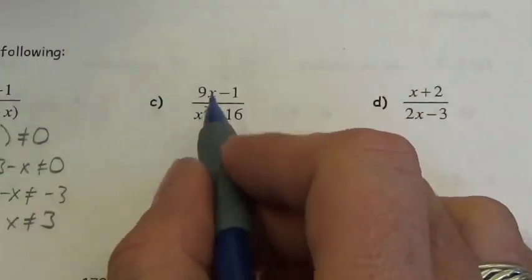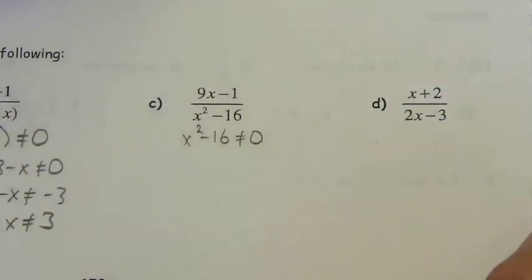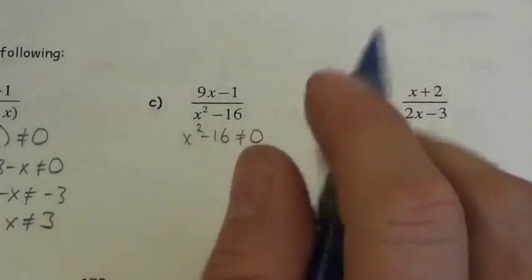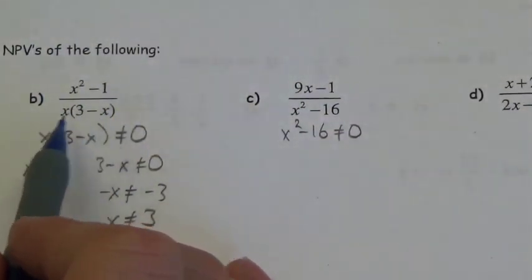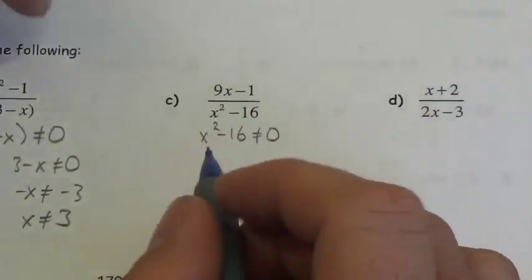Over here, I get that x squared minus 16 cannot equal 0. Now, this one is a little different, but I hope you see how it's related to this one. This one was already in factored form. This one isn't, so that denominator needs to be factored first.